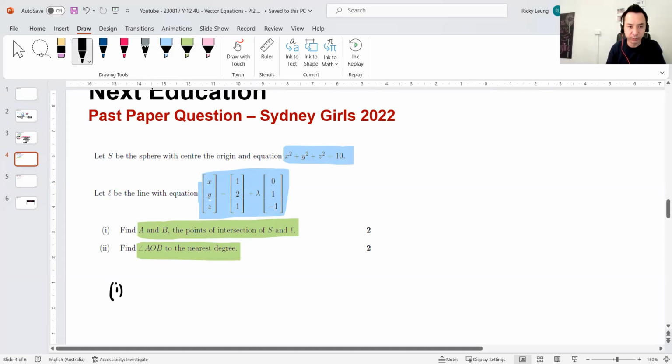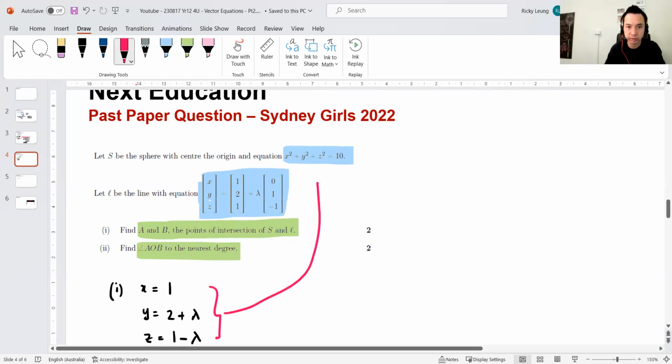Express the line in terms of lambda: x equals 1, no lambdas. y equals 2 plus lambda. z equals 1 minus lambda. And I need to sub all of these into the sphere equation, and I get x squared plus y squared plus z squared equals 10.